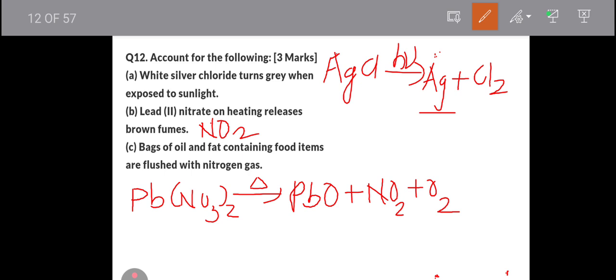Whenever you are buying packets, you can see that the packet is filled with a gas, right? That gas is nitrogen gas. So why are we filling it? This nitrogen gas will prevent our chips or food item from coming in contact with the oxygen gas. As a result, it will prevent oxidation. So that is why we are doing this.